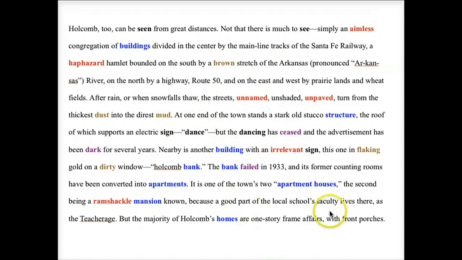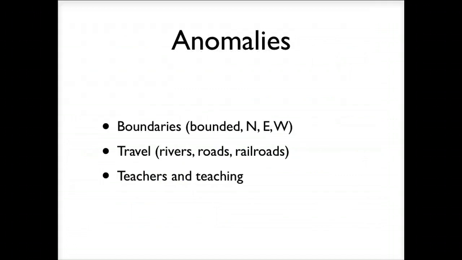I also noticed at the bottom that there's something going on here with teaching, right? We've got the faculty, the teacherage, and so on. So this gives me my anomalies, boundaries. He uses the word bounded, north, east, and west. There's also some kind of strand of travel, rivers, roads, railroads, highways, routes, and so on. There's also something going on with teachers and teaching. Now, this last one, teachers and teaching, doesn't seem that important. It also becomes the major theme of the next two paragraphs on in his description. But these two can add really interestingly to the original theme that I was interested in, structure and lack of structure.